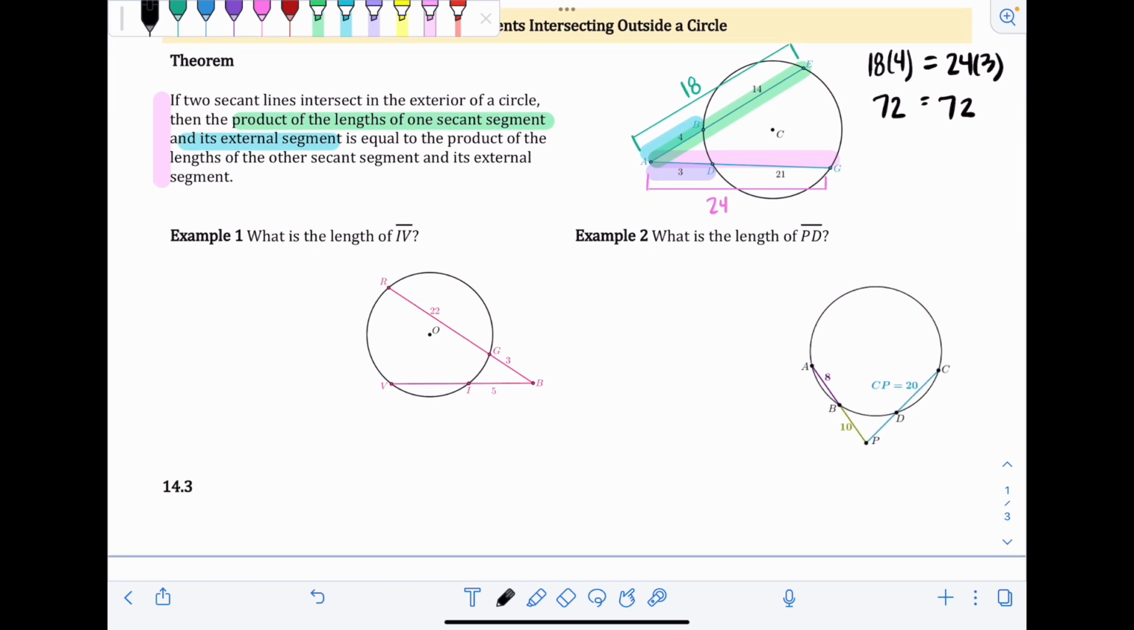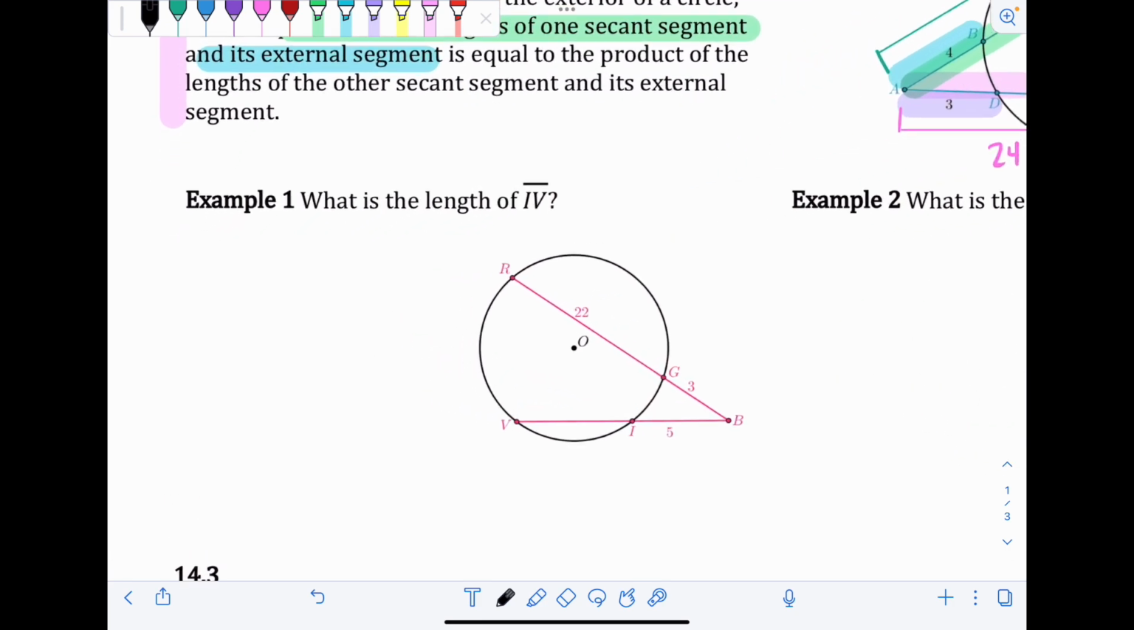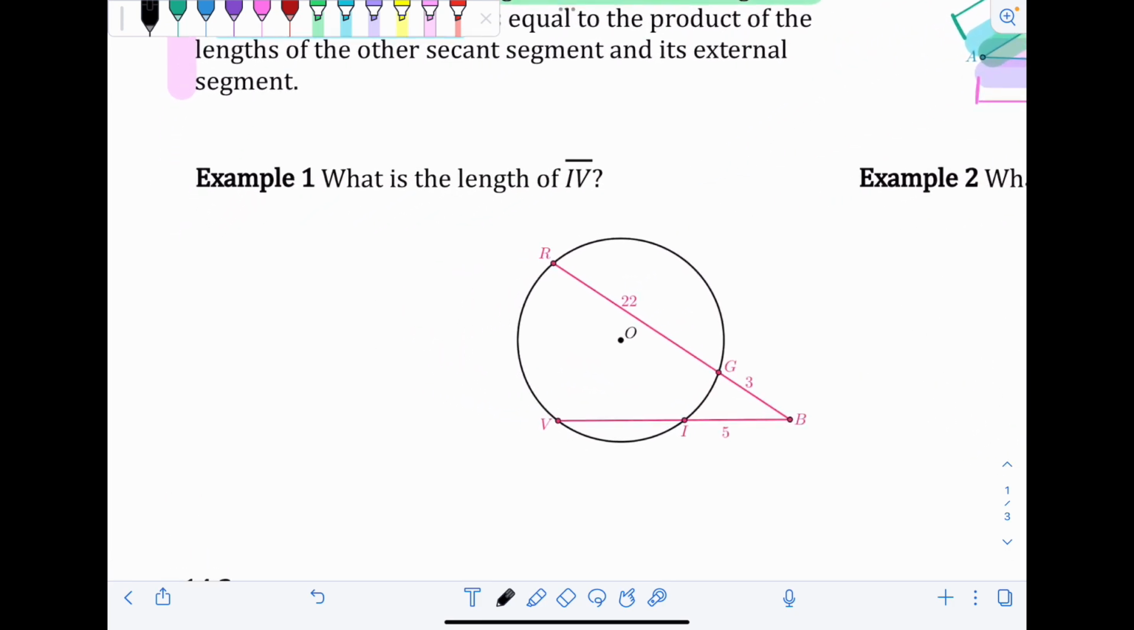Okay, so example 1, what is the length of segment IV? We'll be able to set up an equation here, same thing as before. If you would like to label segment IV with a variable, if that helps you set up your equation, you can. That's what I'm going to do. I'm going to call it X.